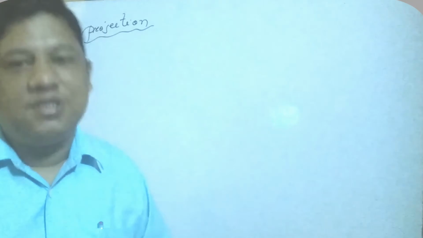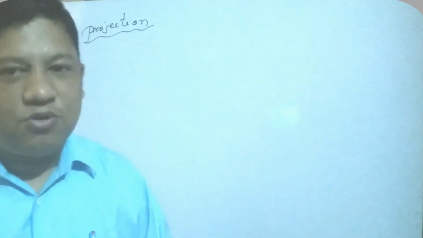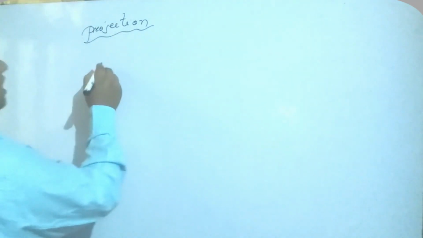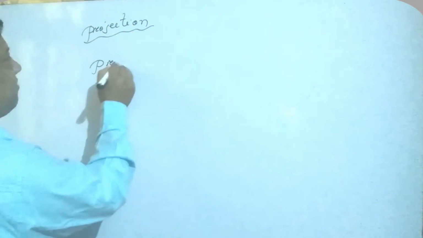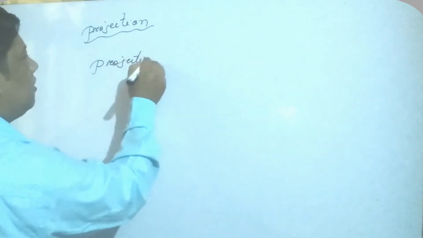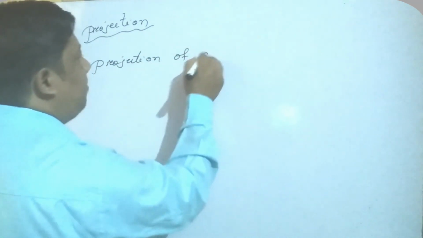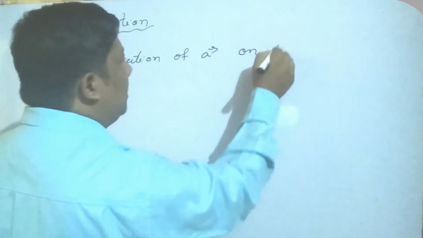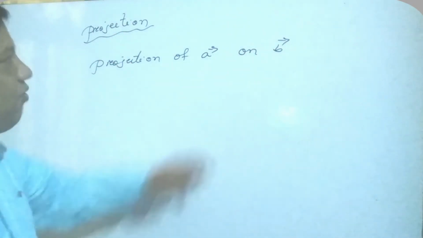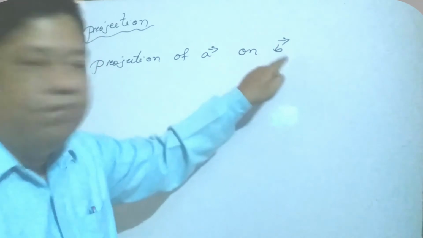Projection is the representation of one vector with the help of another. Suppose you know one vector and want to show the component of the second; then it is called the projection. So projection is defined as, you have to write like this: projection of vector A on B.